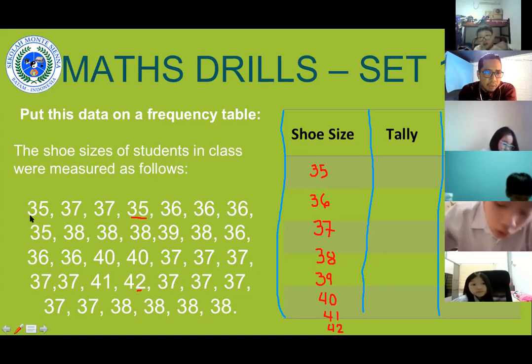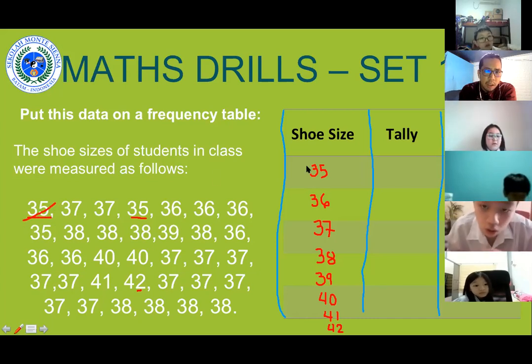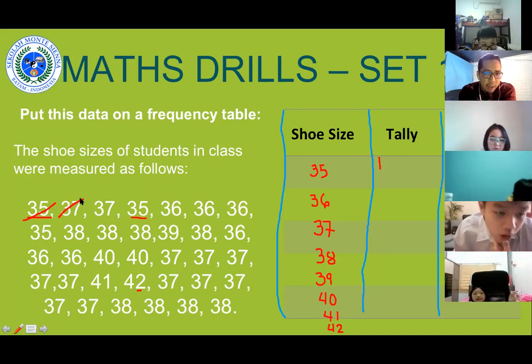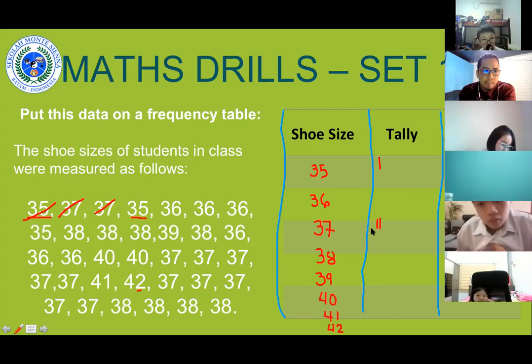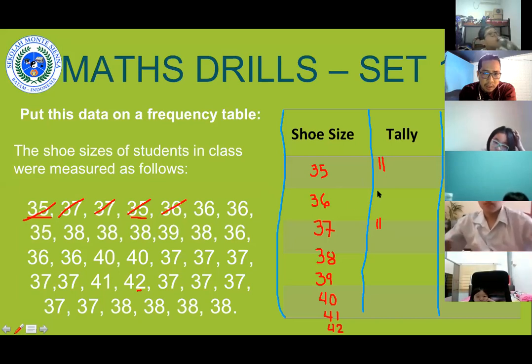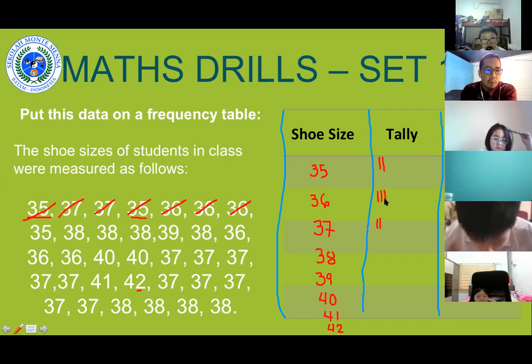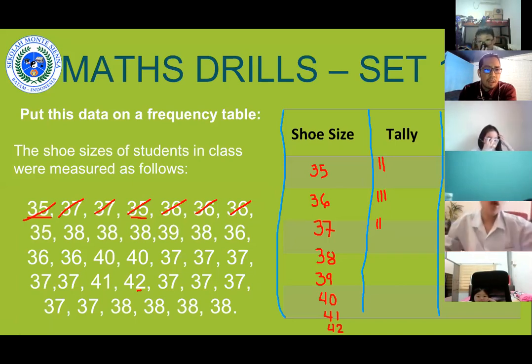Ready. So, okay, 35 is the first number. I will cross it out and then I will write one here, one stick. What's the next number? I will cross out 37 and then draw one stick here. 37 again, and then I'll draw another stick. And then 35. 36. Okay, 36. Do it slowly so that you will have an accurate presentation. I'll be giving you time to do it on your own. At the same time, I will do it on my own. Let's see at the end if we will have the same numbers.